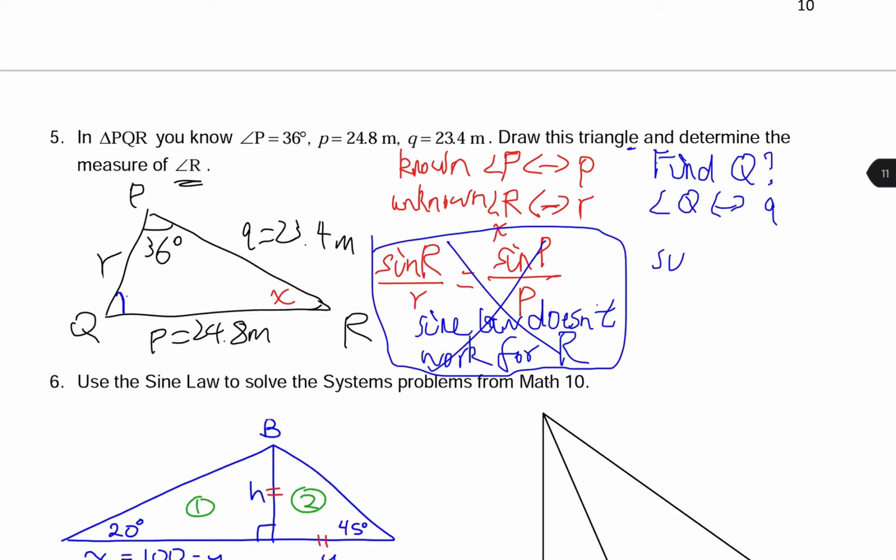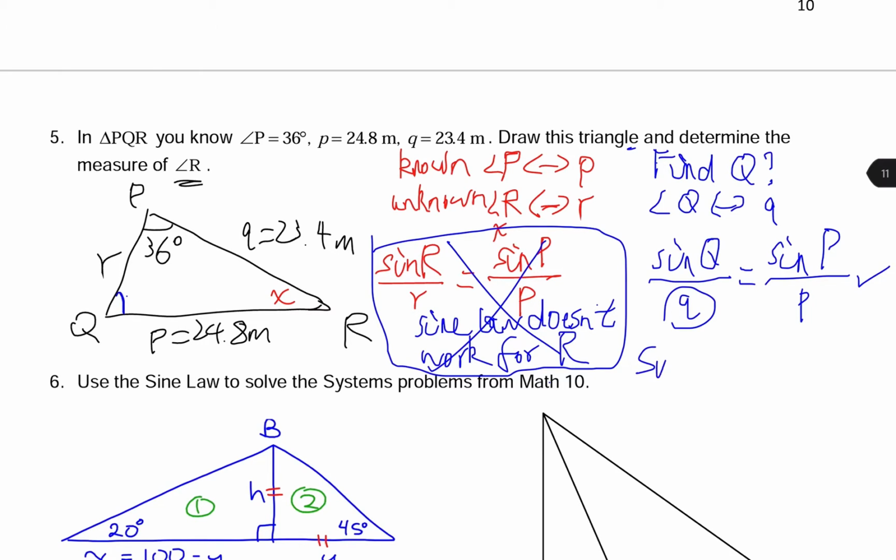So sine of Q, which we're looking for, over side Q is equal to sine of R over little r. Let's see if we know everything here. Oh, why did I say R and little r? I meant P and little p. We know the P and little p pair, and we know little q. Perfect. We know 3 of the 4. We can solve for the last one.